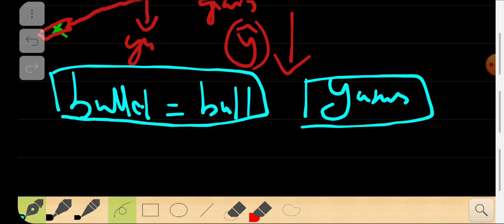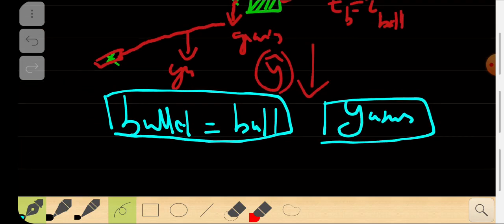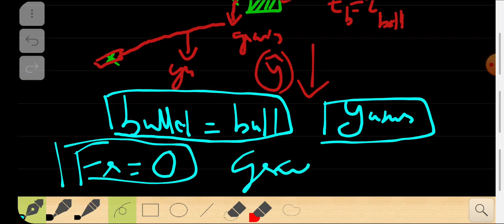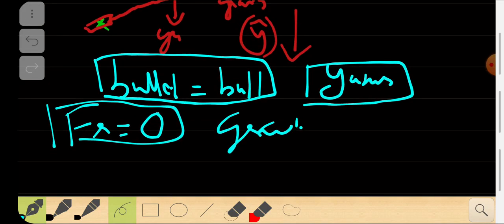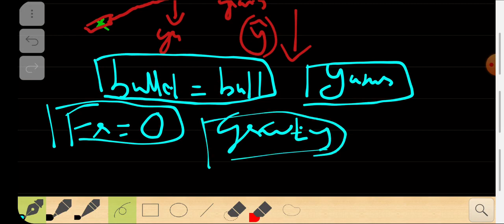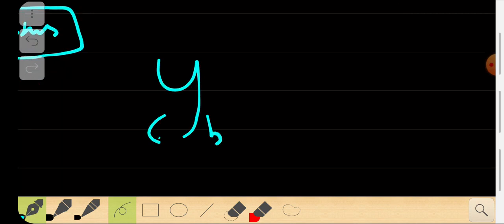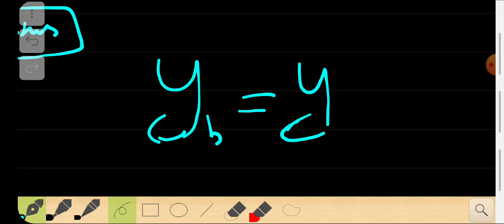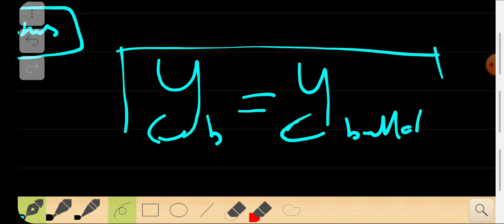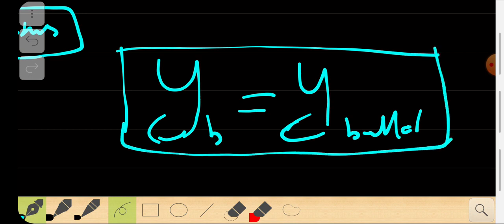Imagine that there is no friction, so there is no point of discussing friction at this point. So frictional force or air friction is equal to 0, and there is only gravity, right? So gravity is the only thing existing here. That means the distance traveled in the y axis by the ball will be equal to the distance traveled by the bullet in the y axis. I think that is intuitive, and I hope you understood that it will be the same.